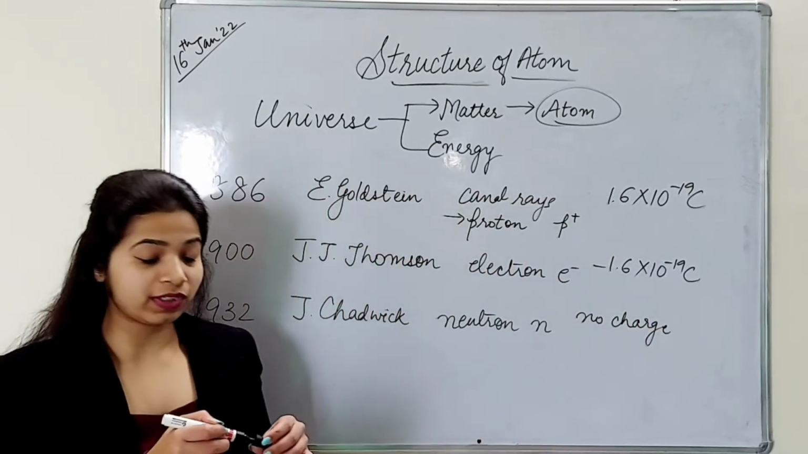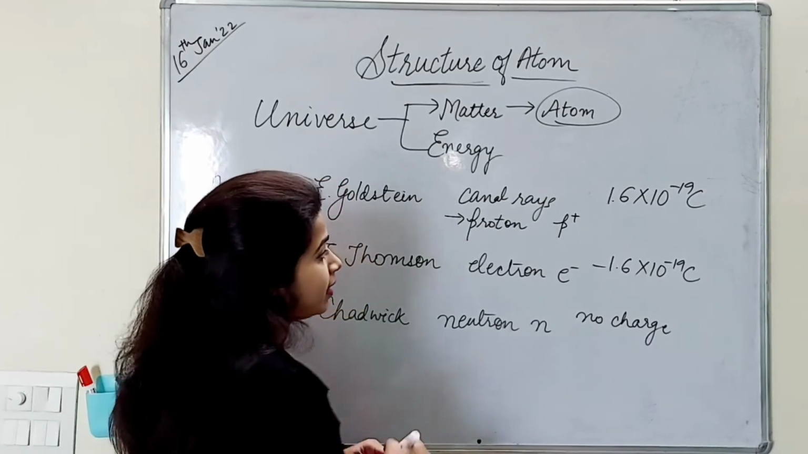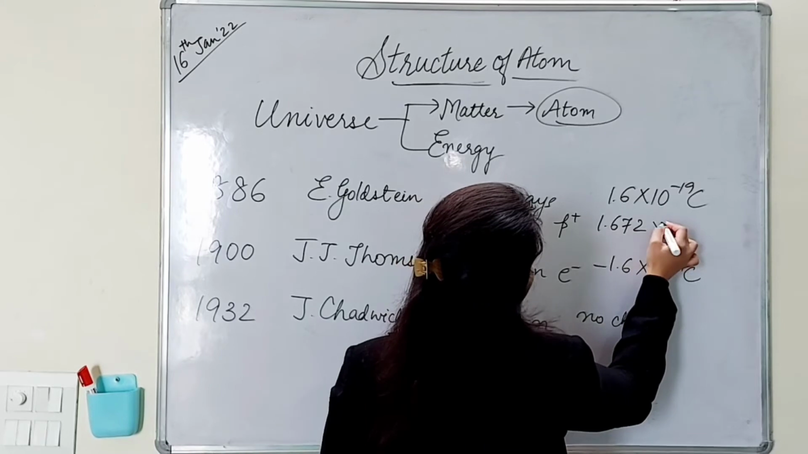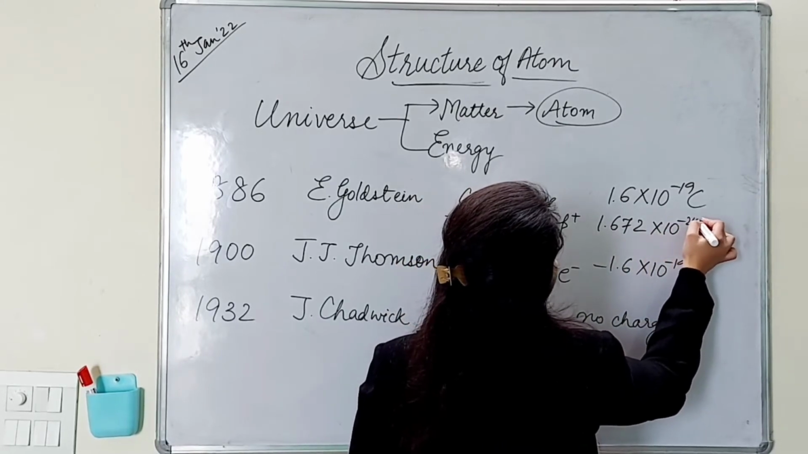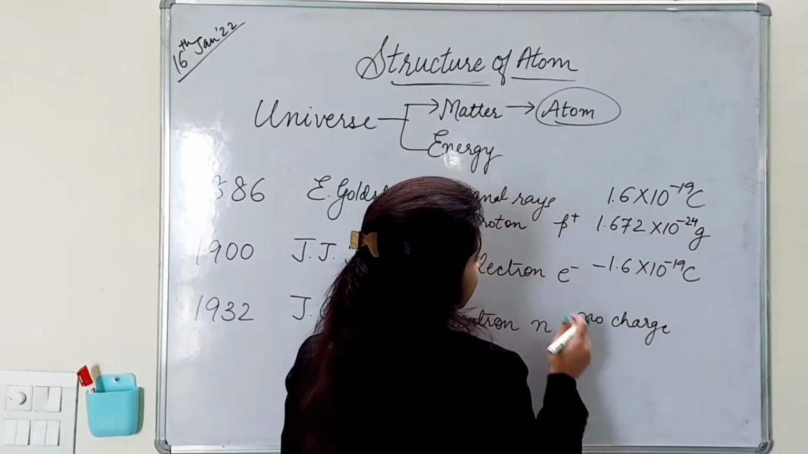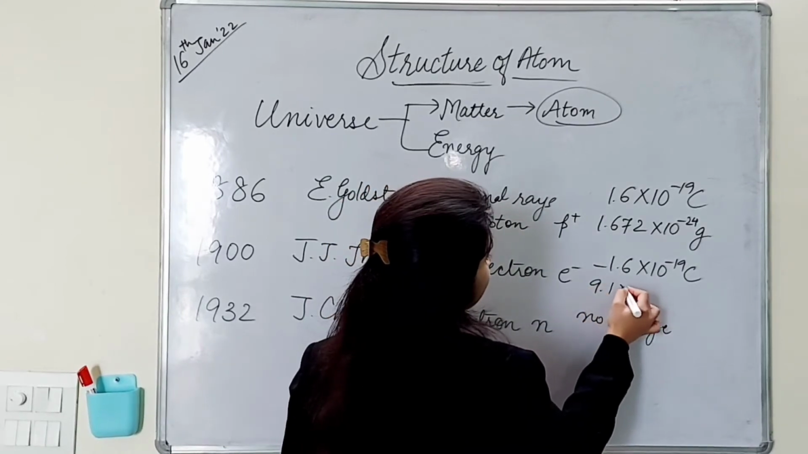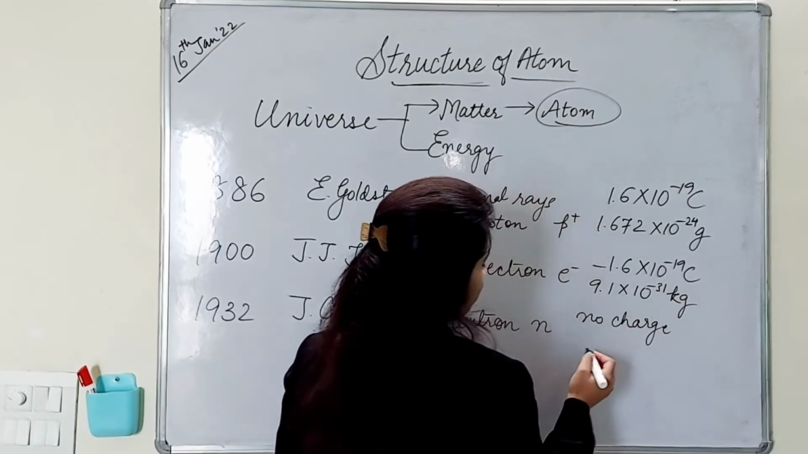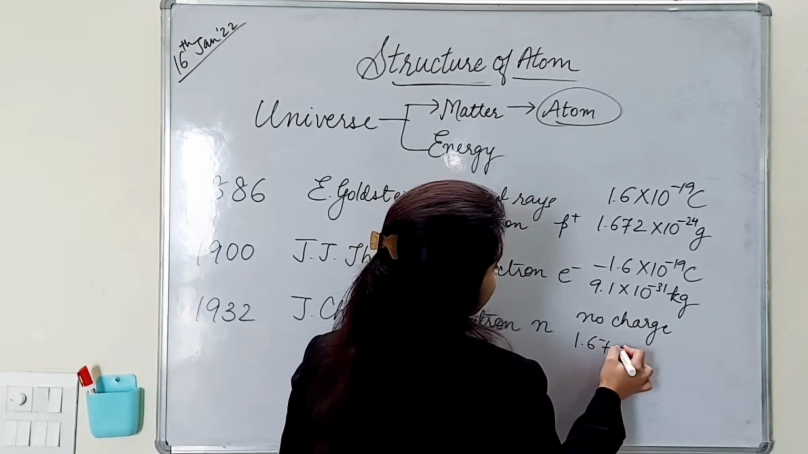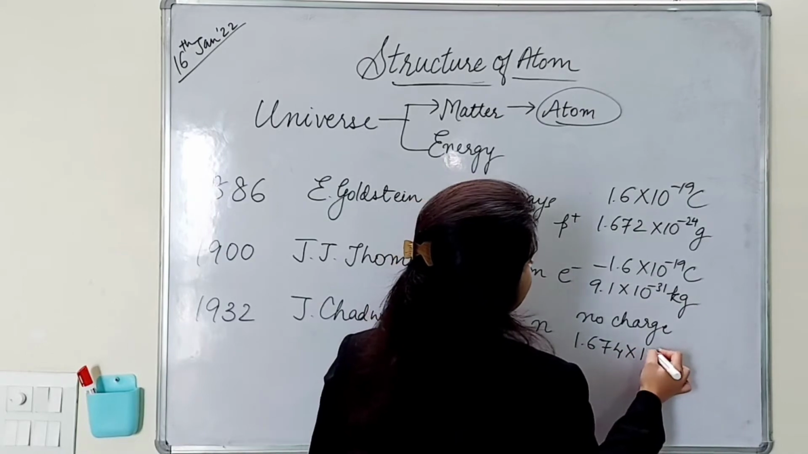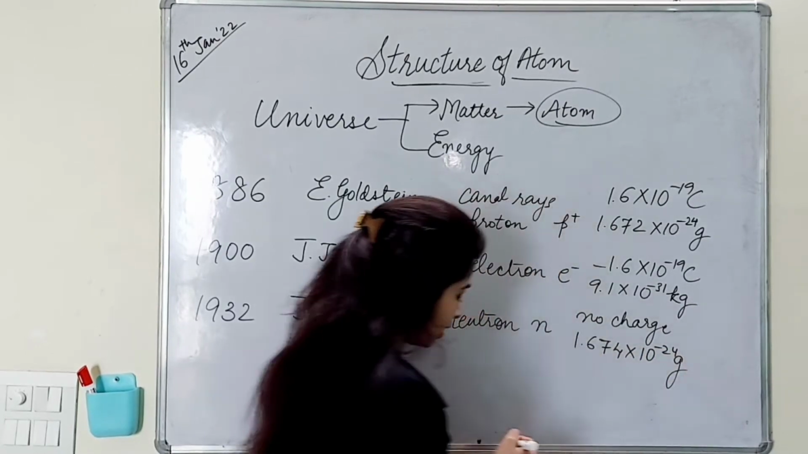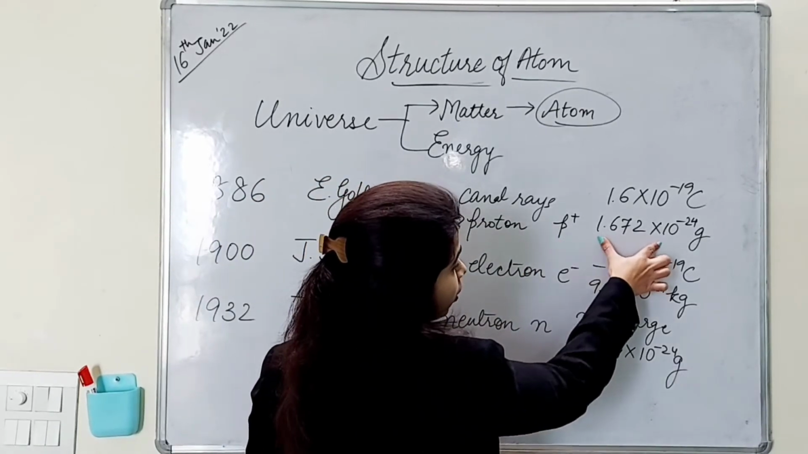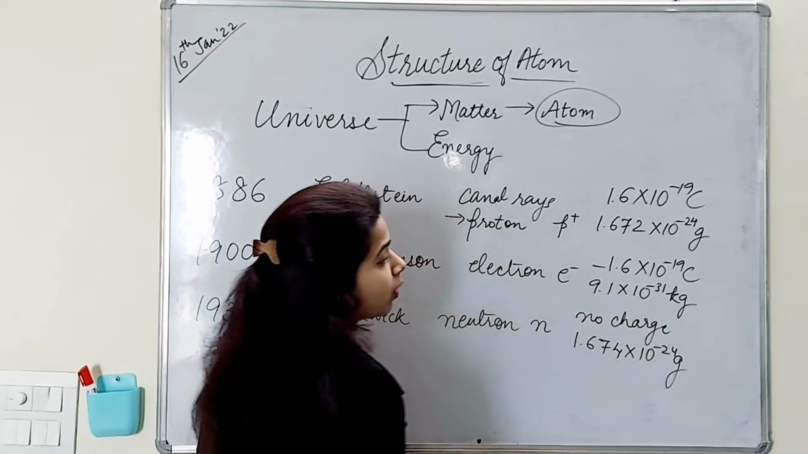It was also discovered by various experiments that the mass of one proton was found out to be 1.672 into 10 to power minus 24 grams. Whereas in case of electron, it was 9.1 into 10 to the power minus 31 kg. And for one neutron, it was 1.674 into 10 to the power minus 24 grams. So if you pay attention to here, the mass of one proton was 2000 times the mass of one electron.